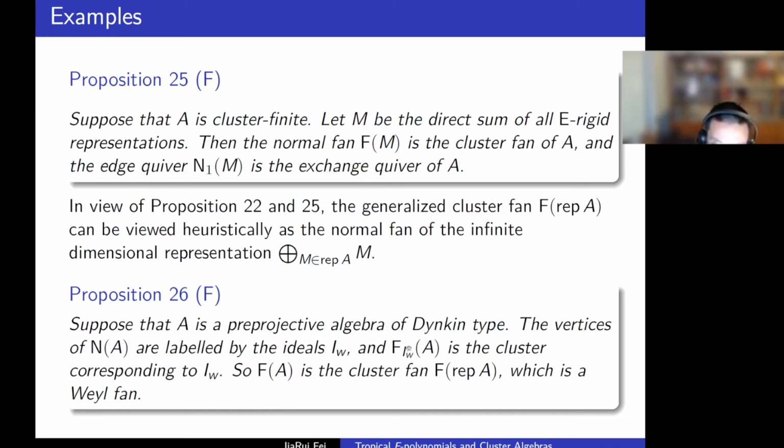the vertices of the Newton polytope will be labeled by the ideals of the preprojective algebra. And in fact, we know that ideals are labeled by the corresponding Weyl group of the certain Dynkin type. And the fan, if I take the fan of this Newton polytope, I will just get the cluster fan of the representations of the preprojective algebra. In that particular case, it is the so-called Weyl fan.